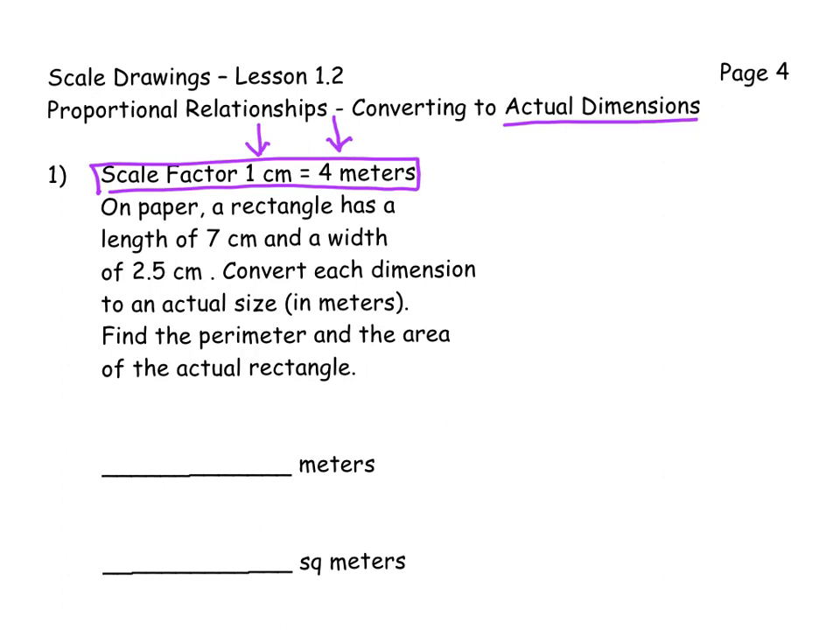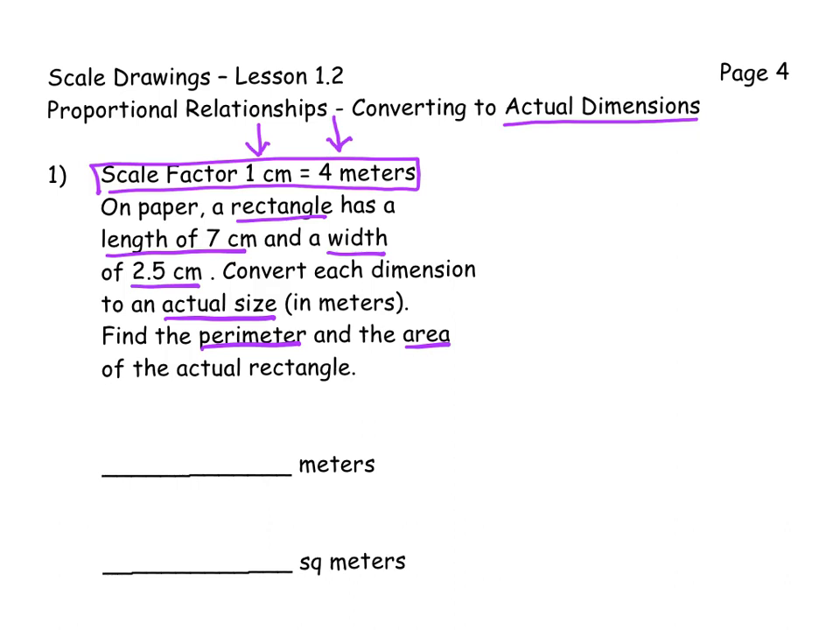Let's begin. On paper, a rectangle has a length of 7 centimeters and a width of 2.5 centimeters. Convert each dimension to an actual size in meters. Then find the perimeter and the area of the actual rectangle.